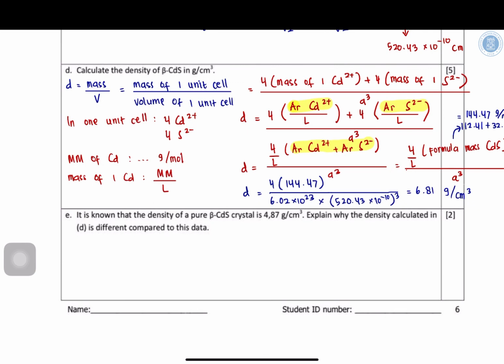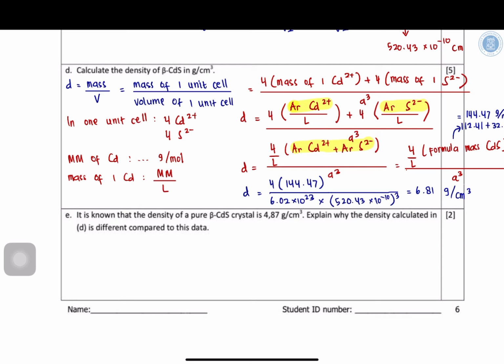Now the question E. It is known that the density of a pure beta cyclodextrin crystal is 4.87 gram per centimeter cubed, which is less than the one we calculated before. Explain why the density calculated in D is different compared to this data.